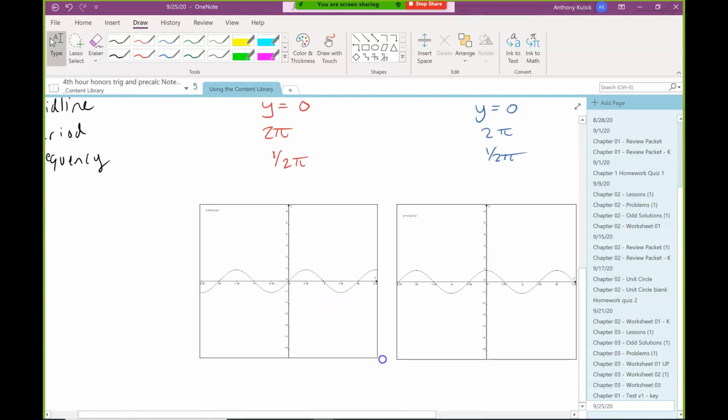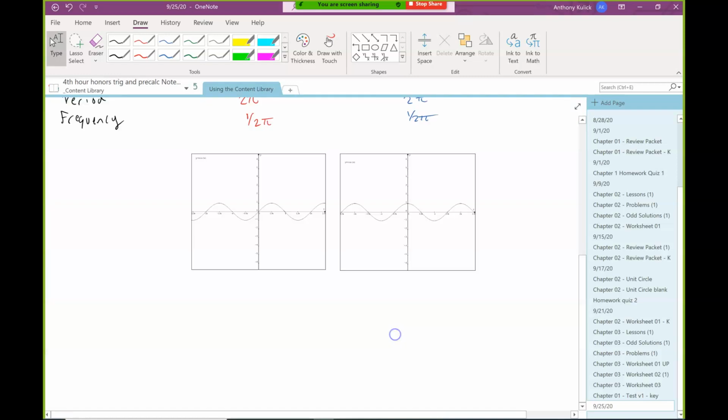So let's zoom out now a little bit, and let's define some of these key features that we've just written down. So in chapter 1, we talked about the notion of a parent function, domain, range, symmetry, continuity. Those are all familiar terms. We have yet to define what we mean by amplitude, midline, period, and frequency. So let's discuss what those things are, okay? So some definitions.